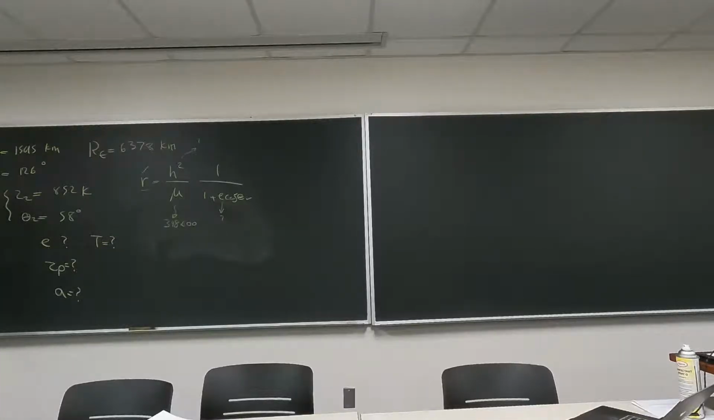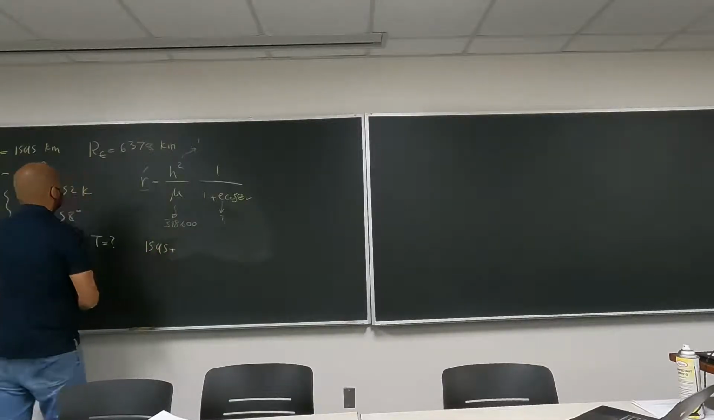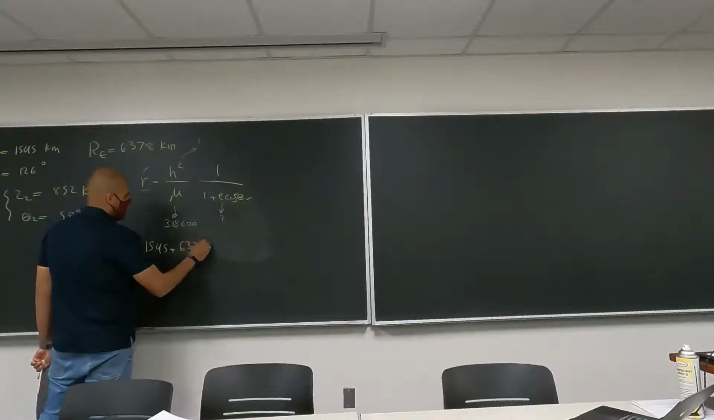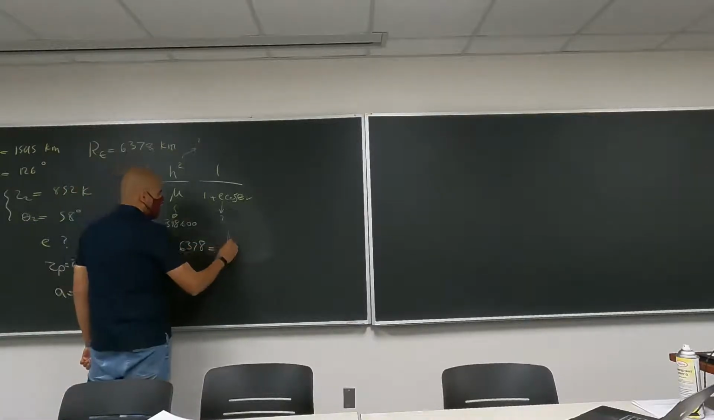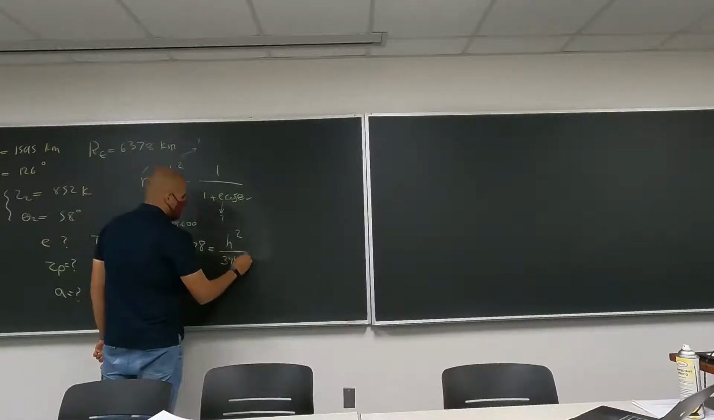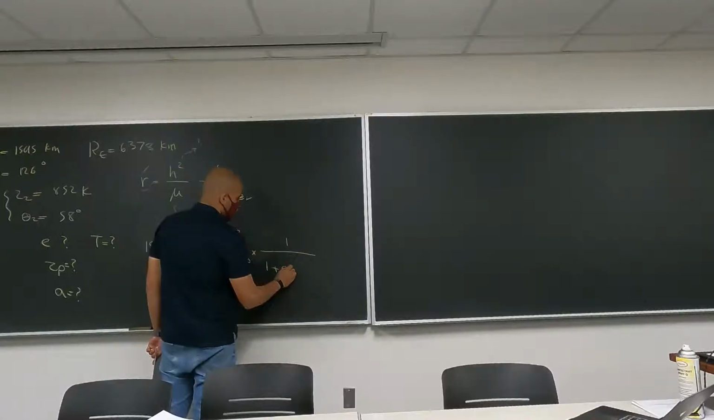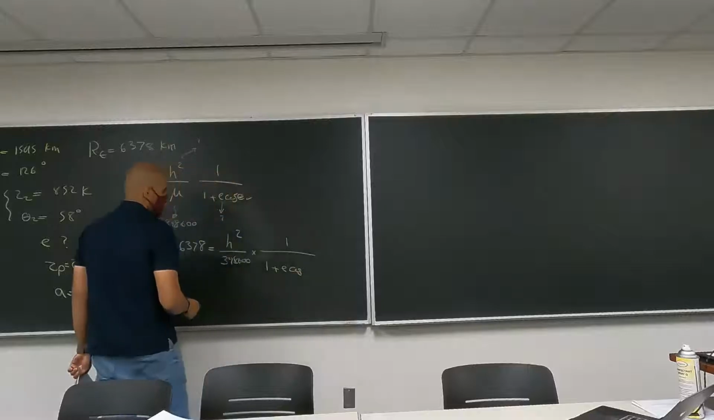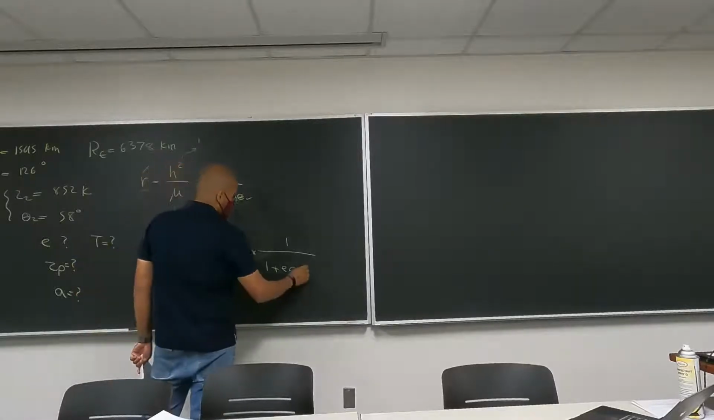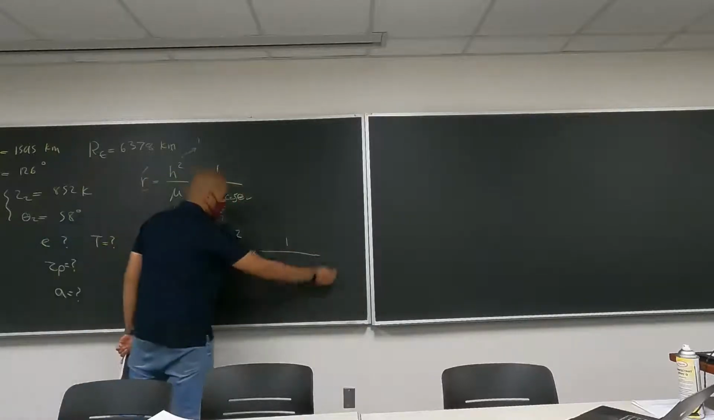One equation using z2 and theta 2, one equation using z1 and theta 1. So let's plug those in. We have 1545 plus 6,378 equals h squared divided by 398,600 multiplied by 1 over 1 plus e cosine of 126 degrees. This will be your first equation.